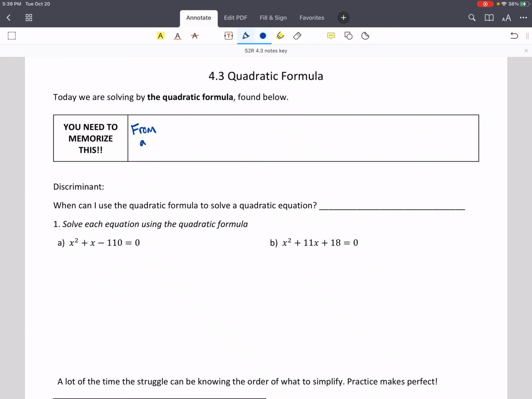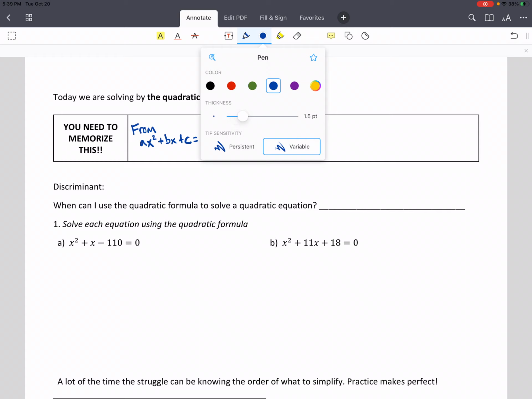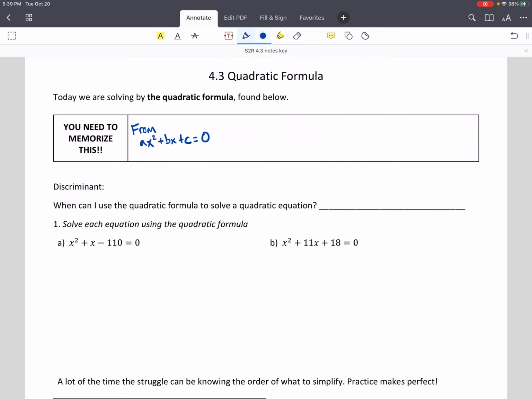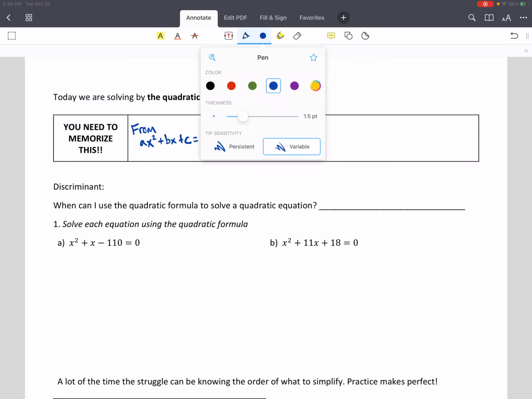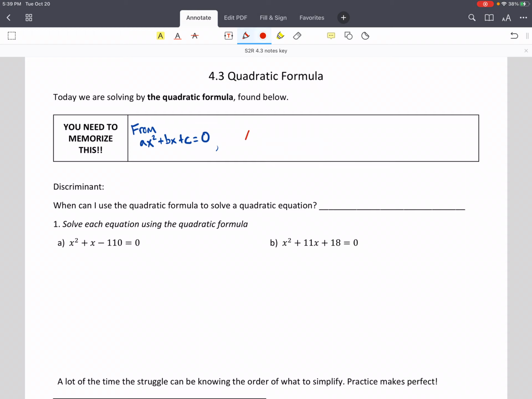So, from ax squared plus bx plus c equals 0. That equals 0 is important. Let's go a little smaller. Here is your formula that you need to memorize. X equals negative b plus or minus the square root of b squared minus 4ac, all of that over 2a.